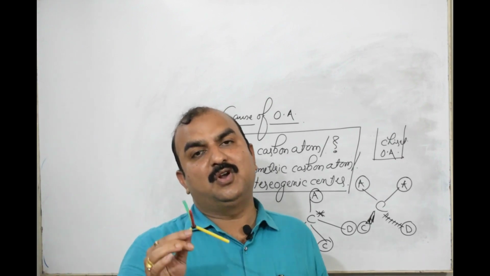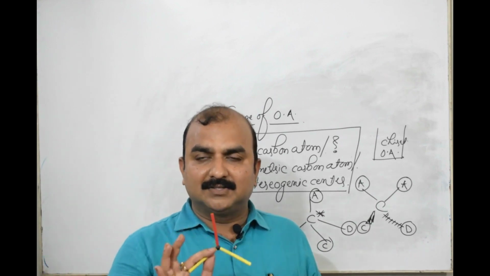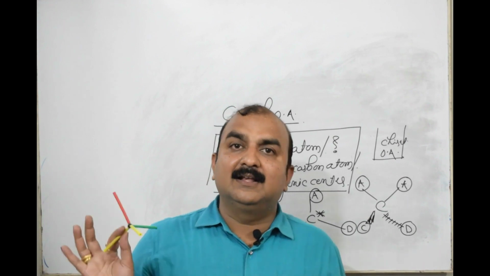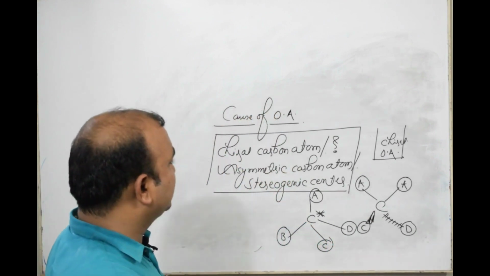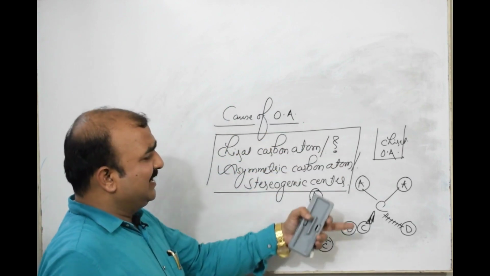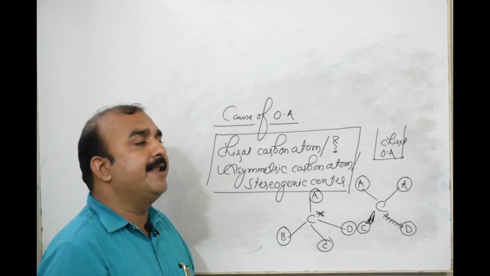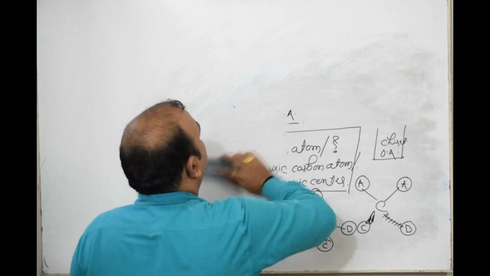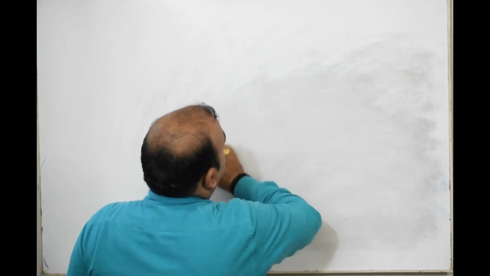So there should not be a plane of symmetry. Element of symmetry should not be there. So plane of symmetry, axis of symmetry. Now after this, I think you understood what is meant by chiral carbon atom. Now we are going to have a most important discussion on chirality of the compound.